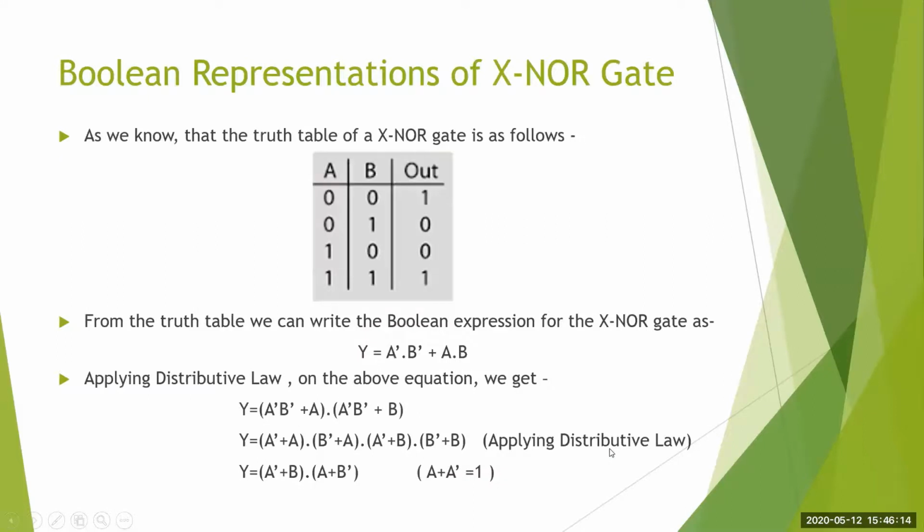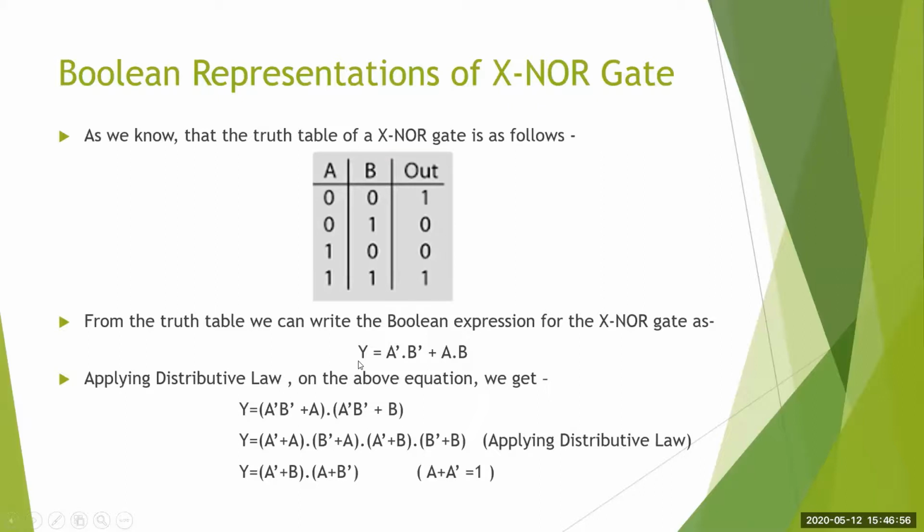Moving on to the next slide, we can talk about the Boolean representation of the XNOR gate. Similarly, like the XOR gate and the NOR gate, by truth table. From the truth table, we can write the Boolean expression for the XNOR gate as y equals a complement dot b complement plus a dot b. From the truth table, we can see that the output equals 1 where a equals 0 and b equals 0. So we get a complement dot b complement as one term, and then the output equals 1 when a equals 1 and b equals 1. So we can get a dot b as another term. Now this is one form of Boolean representation for the XNOR gate.